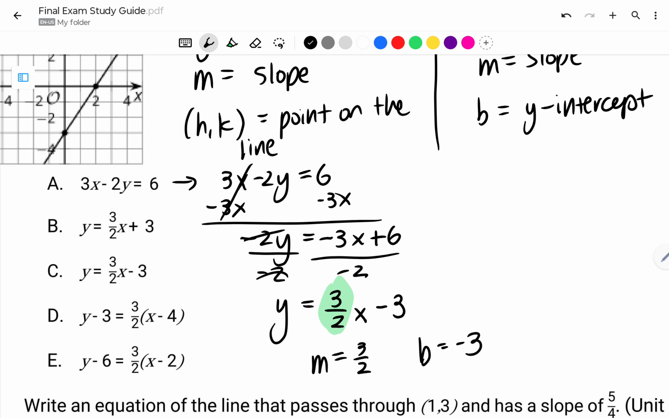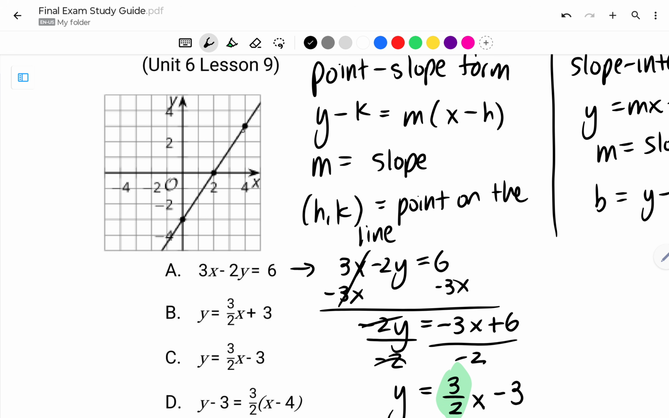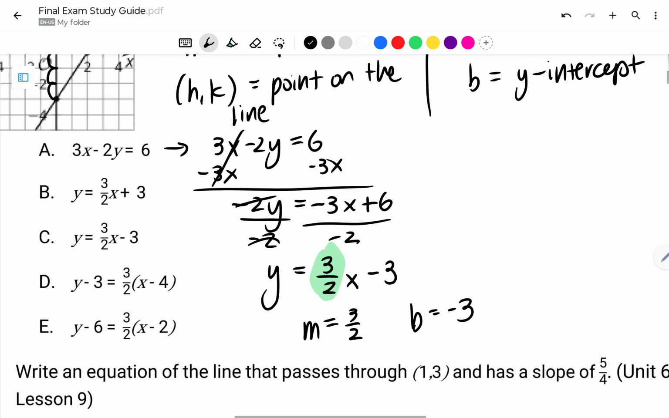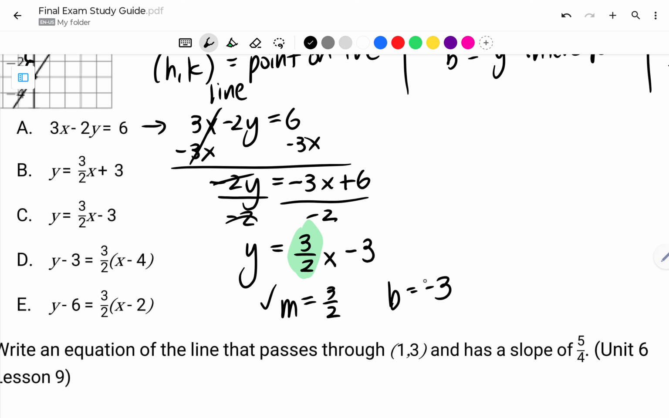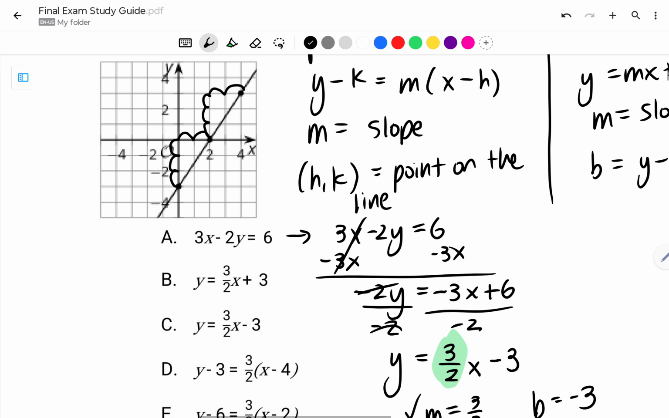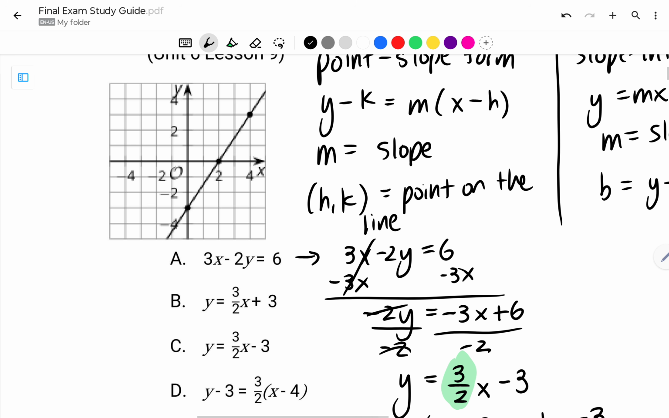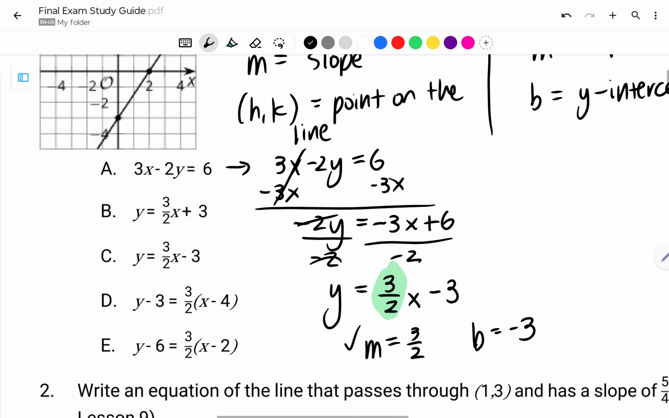Slope is rise over run. So from one point to the other point, is it 3 over 2? 1, 2, 3, 1, 2. Yes, it is. Right? So slope is good. Y-intercept means, does the line cross the y-axis at negative 3? Let's find out. Does this line cross the y-axis at negative 3? Yes, it does. Negative 3 is right here. It crosses the y-axis at that point. So yeah, it looks like A is correct.